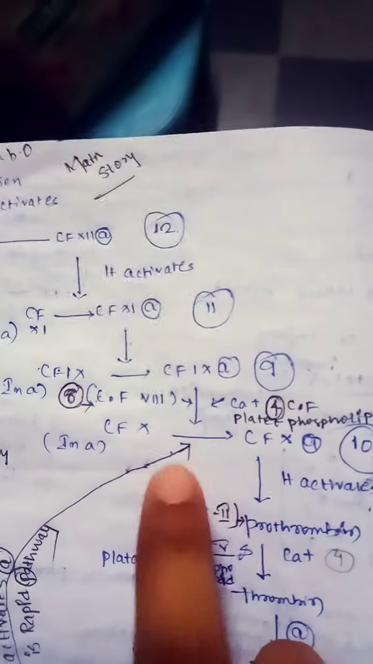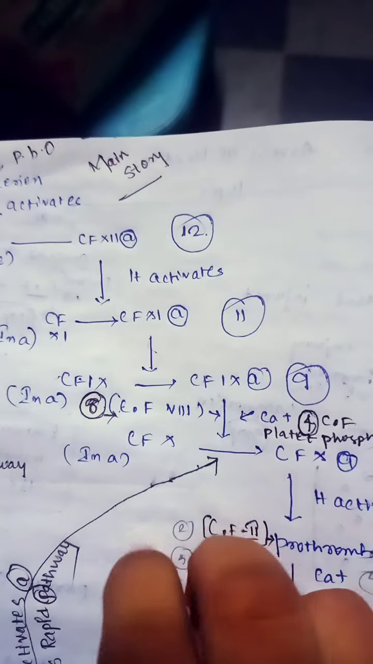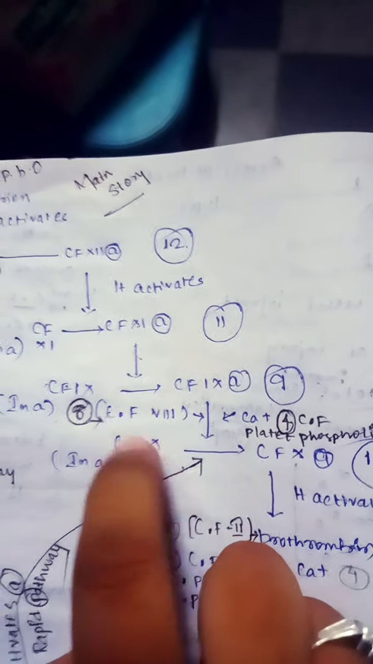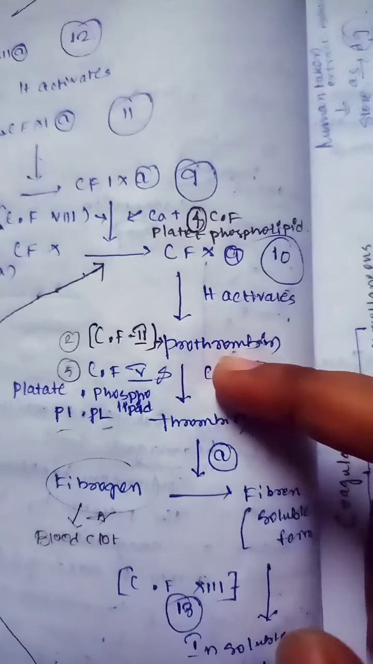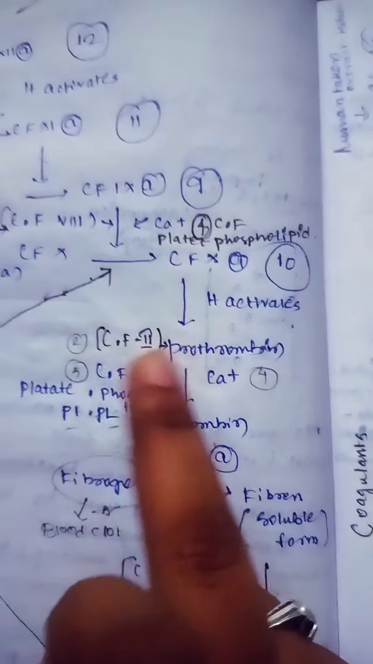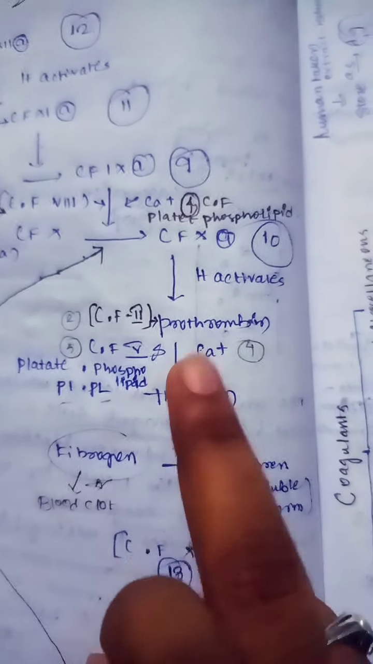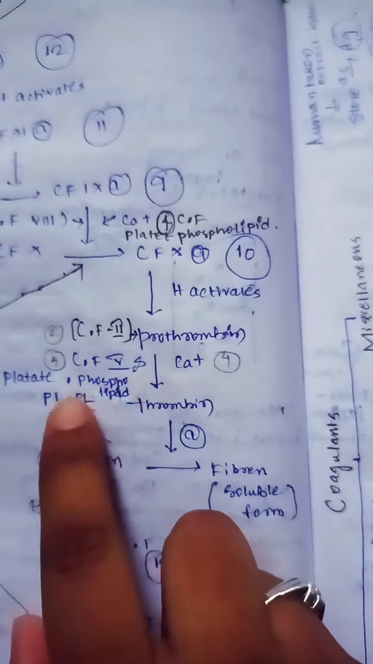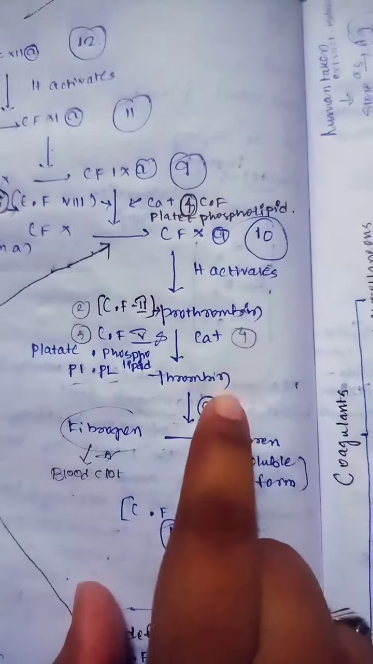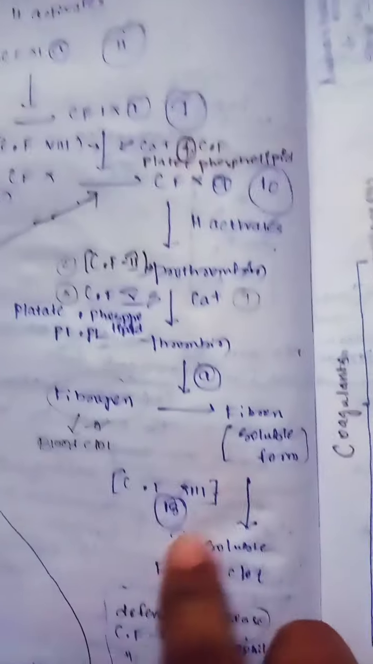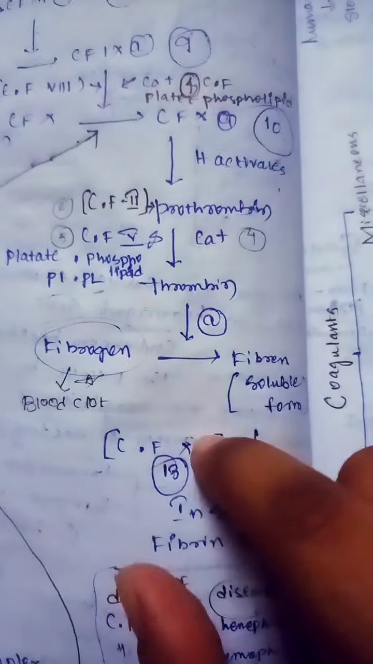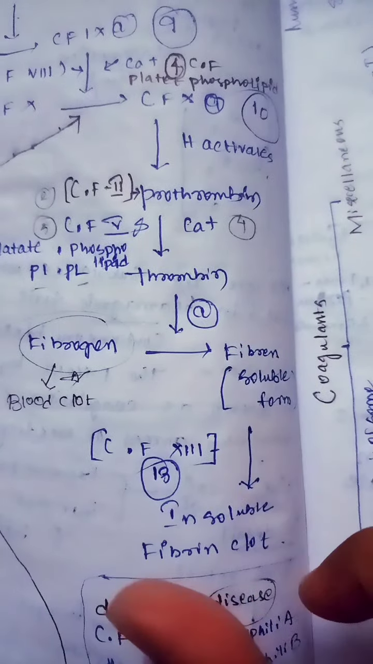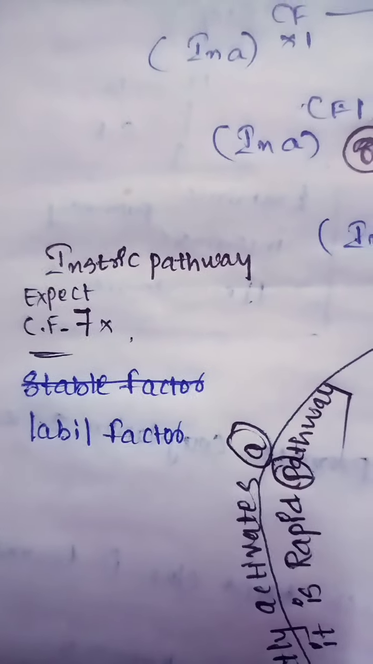So 12 activates 11, 11 activates 9, and 9 activates 10, a step that is helped by factors 8 and 4. Here factor 10 activates prothrombin into thrombin in the presence of factors 2 and 5. Then thrombin converts fibrinogen to fibrin, and fibrin becomes fibrin clot in the presence of factor 13. It's an insoluble fibrin clot. This is our intrinsic pathway.